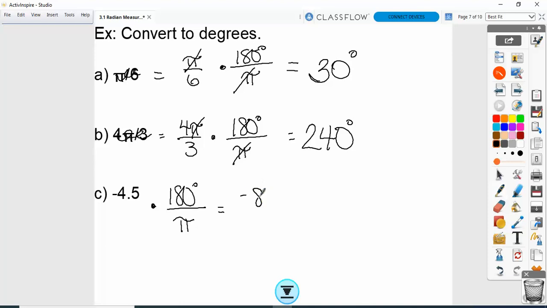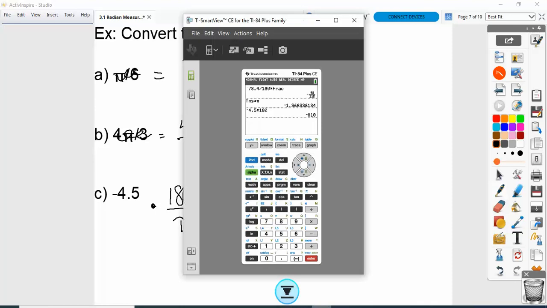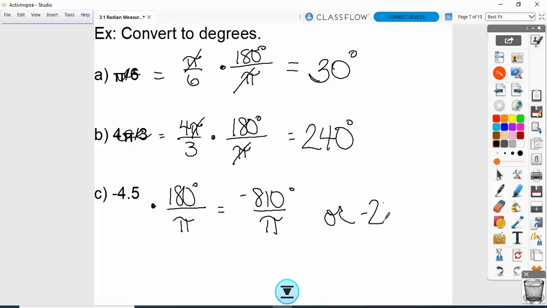You can write it as negative 810 divided by pi. Or you could go ahead and actually divide it by pi. And that's negative 257.831. So those are just a matter of if you keep it in terms of pi or not. Any issues with that?